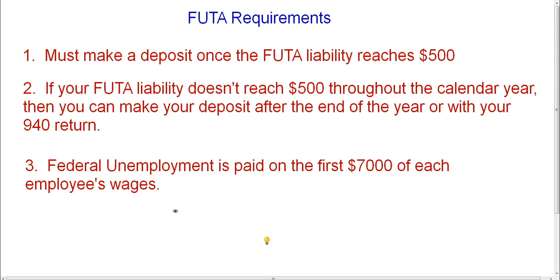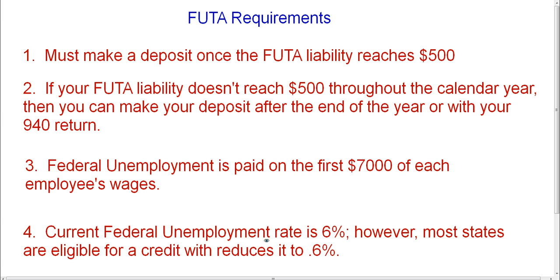And that's when you can pay your liability if it doesn't reach $500. What you need to know is that the federal unemployment tax is paid on the first $7,000 of each employee's wages. This is a tax that is paid by the employer. It is not withheld from the employee's paycheck, and it is only paid on the first $7,000 in wages. The current federal unemployment rate is 6%. However, most states are eligible for a credit, which will reduce it to 0.6%.